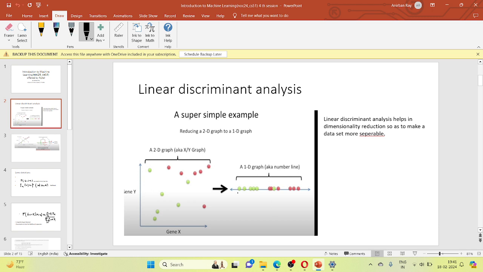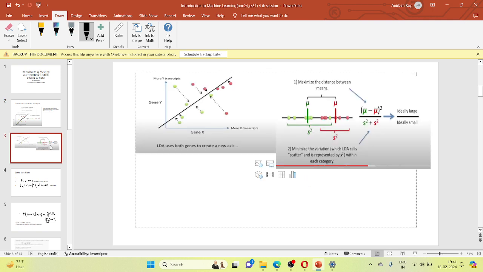As you can see in 1D, this green and red are better separable. If I draw a plane here and project onto this plane, then these are best separable, as you can understand. This is a plane and we project onto this plane to get into a lower dimension.